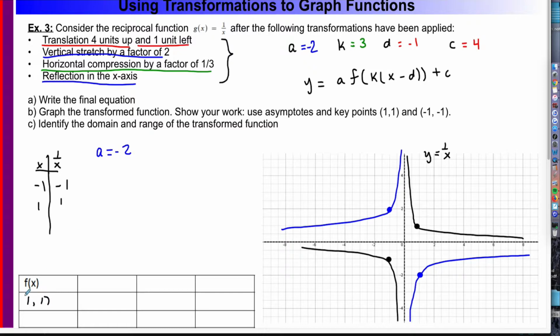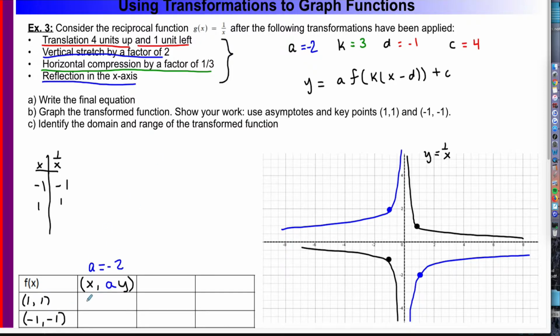Now, what we can do as well is we can take those, and as I said, do them in a table. So we can take the key points 1, 1, and -1, -1. And what we can do is take each of the translations and transformations and represent what happens to these points by showing our work using a table. So in this case, we're not affecting the x values for the first step, but what we're doing is we're taking the y values and we're essentially multiplying them by the a value. So we take the a value of -2, and we multiply all the y coordinates by that.